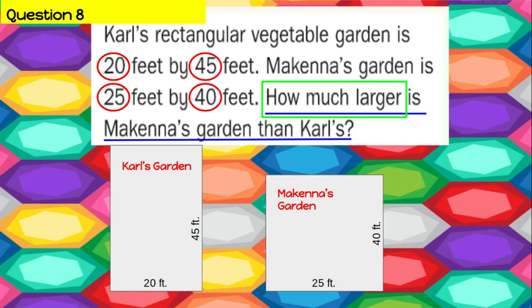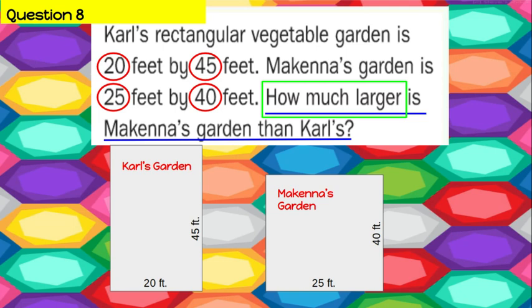All right, we're ready for question number 8, and this is our final question for today's Math Evaluate review. Question 8 is a story problem. It says Carl's rectangular vegetable garden is 20 feet by 45 feet. McKenna's garden is 25 feet by 40 feet. How much larger is McKenna's garden than Carl's?